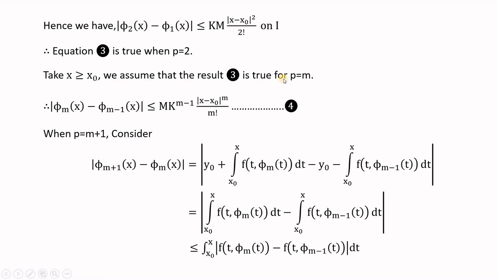So we are going to assume the result is true for p = m, and we are going to prove it for p = m + 1.